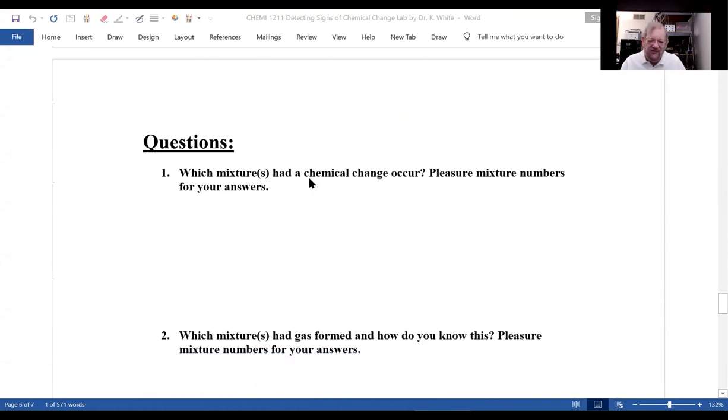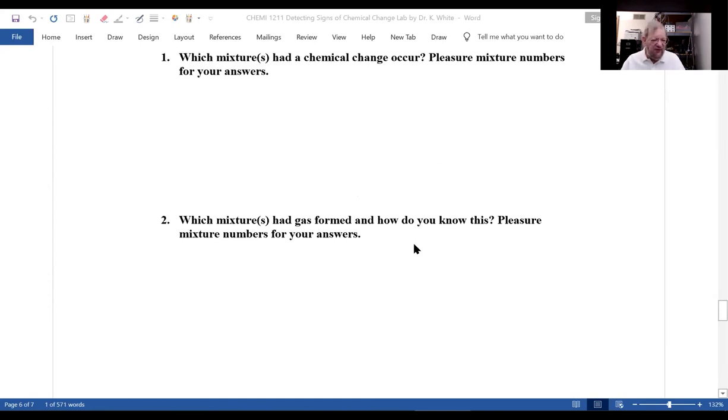Which mixtures had a chemical change occur? Not all of them do, Dr. White's sneaky. Now, when you answer it, don't write Ag plus sodium chloride. Just use the mixture numbers for your answers, like 1, 7, 35, 50. Oh, they're not 35, but you get the picture. And number two, which mixtures had a gas form and how do you know that? And again, use the mixture numbers.